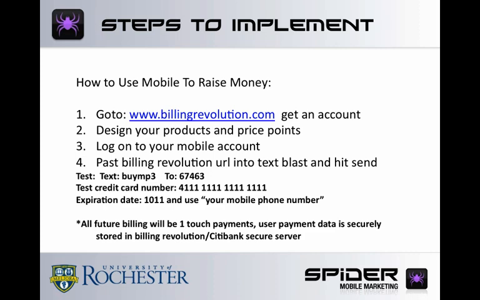You'll notice on this slide, and what I'd like you all to do is actually text the keyword buy MP3 to the short code 67463. You will get a text. You'll see a link. Click on that link and enter the credit card number you see, 4111. So it's the number 4 followed by 15 ones. Enter the expiration date 1011 and use your mobile phone number and hit submit. You will see from beginning to end how this process actually works.